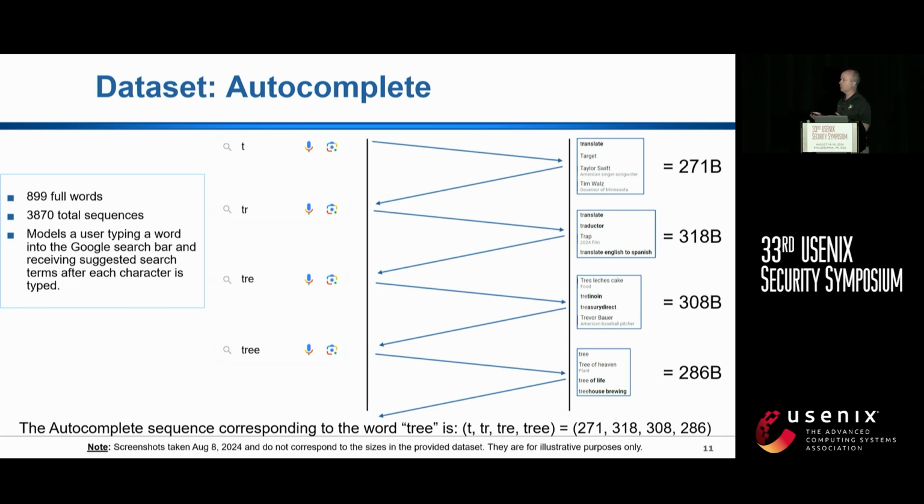So for instance, for the word tree, if a user were to type that in our data set, it would have wound up with the 4 sizes being returned by Google in the bottom. This data set has just shy of 900 full words for a total of a little under 4,000 total sequences.